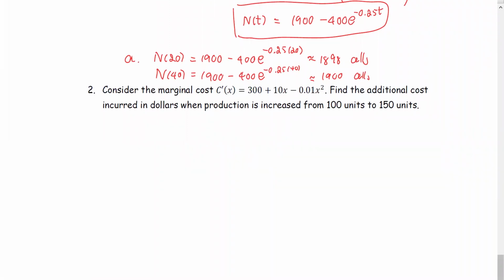Next example, consider the marginal cost C prime of x equals 300 plus 10x minus 0.01x squared. Find the additional cost incurred in dollars when production is increased from 100 units to 150 units. The additional cost is the same as the net change. The net change from 100 units to 150 units.